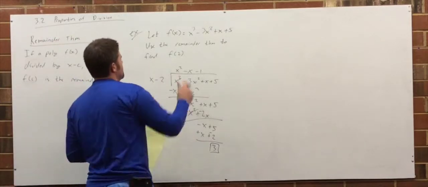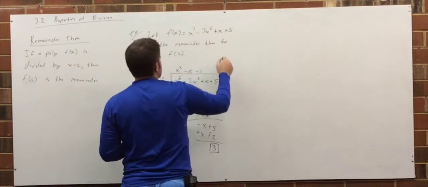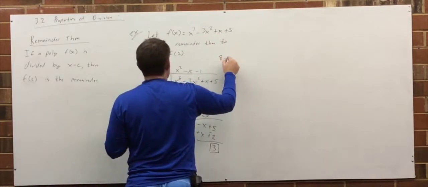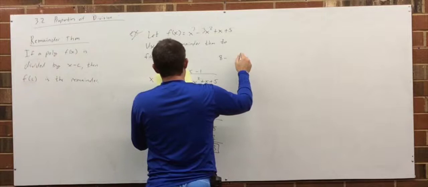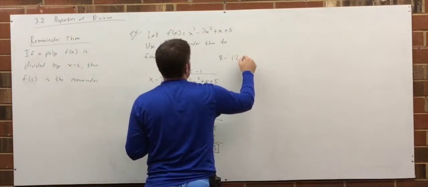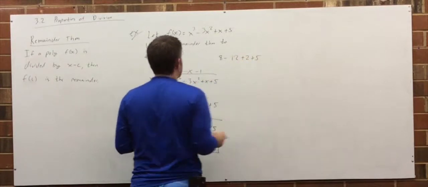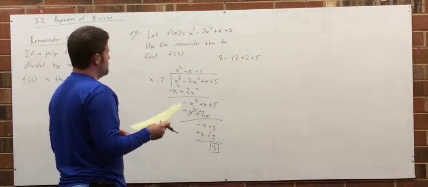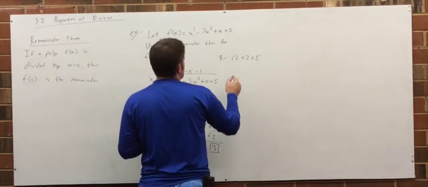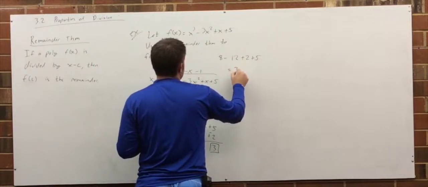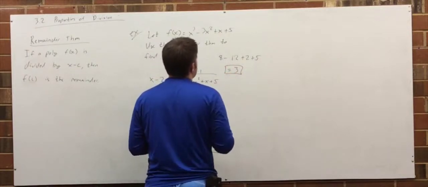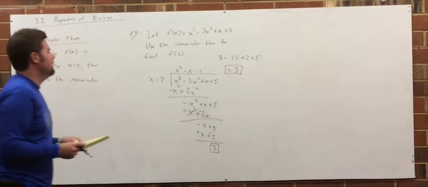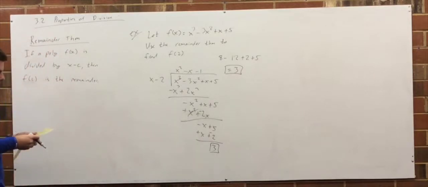Let's double check our answer. If we plug 2 into f of x, we should get 8 minus 12 plus 2 plus 5. Does that look right? 8 minus 12 plus 2 plus 5. Yeah. And this does in fact equal 3. Alright? So that's kind of the idea on how the remainder theorem works.